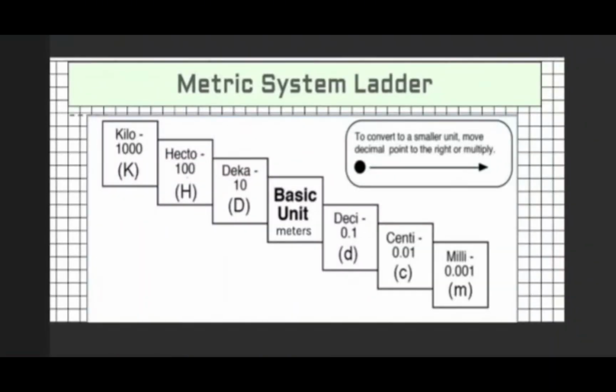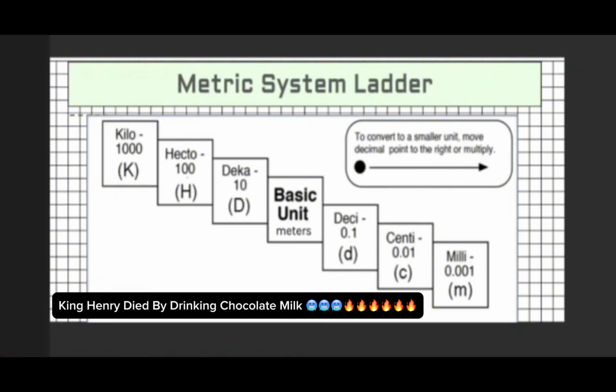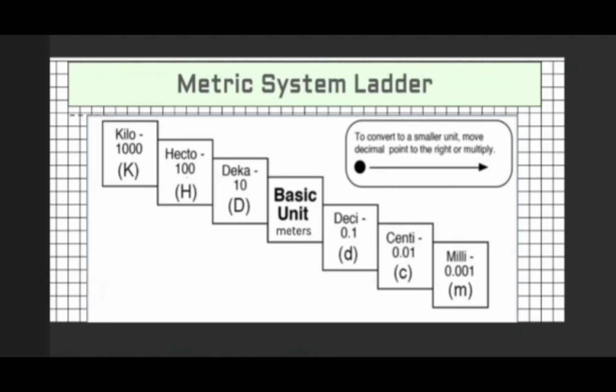Now let's talk about the metric system. So anytime we're converting units in the metric system, I'd like to use the phrase King Henry died by drinking chocolate milk. Now, there are obviously other abbreviations you can use to memorize the metric system ladder, but that's the phrase I'd like to use.